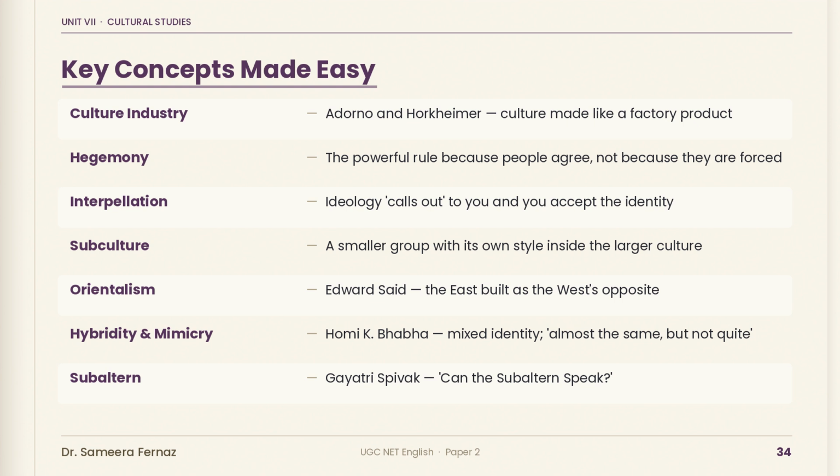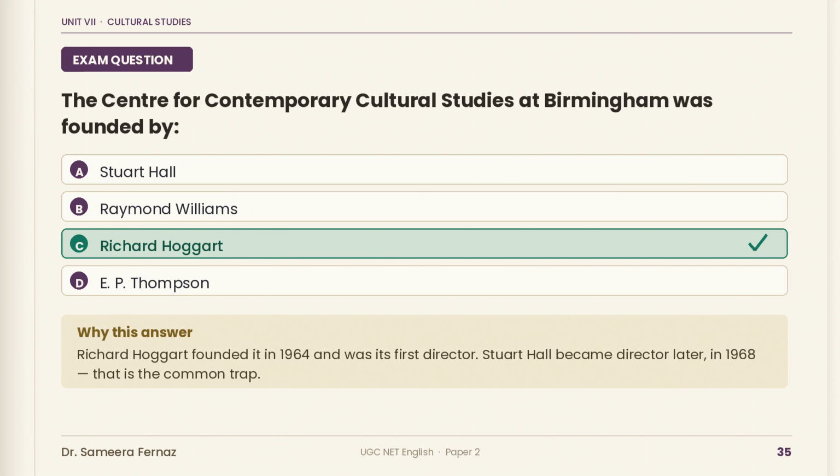Question: The Centre for Contemporary Cultural Studies at Birmingham was founded by whom? Option 1, Stuart Hall. Option 2, Raymond Williams. Option 3, Richard Hoggart. Option 4, E.P. Thompson. So fast, give the answer. The answer is Option 3, Richard Hoggart. He founded it in 1964 and was its first director. Stuart Hall became director later, in 1968, and that is the common trap in this question.